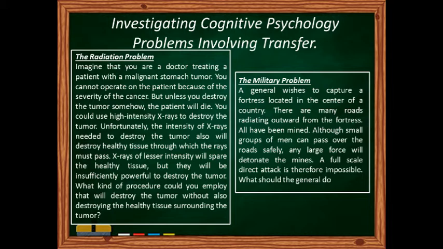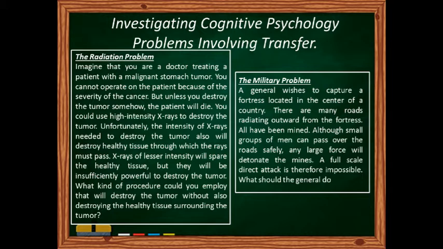The radiation problem. Imagine that you are a doctor treating a patient with a malignant stomach tumor. You cannot operate on the patient because of the severity of the cancer. But unless you destroy that tumor, somehow the patient will die. You could use high-intensity X-rays to destroy the tumor. Unfortunately, the intensity of X-rays needed to destroy the tumor also will destroy healthy tissue through which the rays must pass. X-rays of lesser intensity will spare the healthy tissue, but they will be insufficiently powerful to destroy the tumor. What kind of procedure could you employ that will destroy the tumor without also destroying the healthy tissue surrounding the tumor?